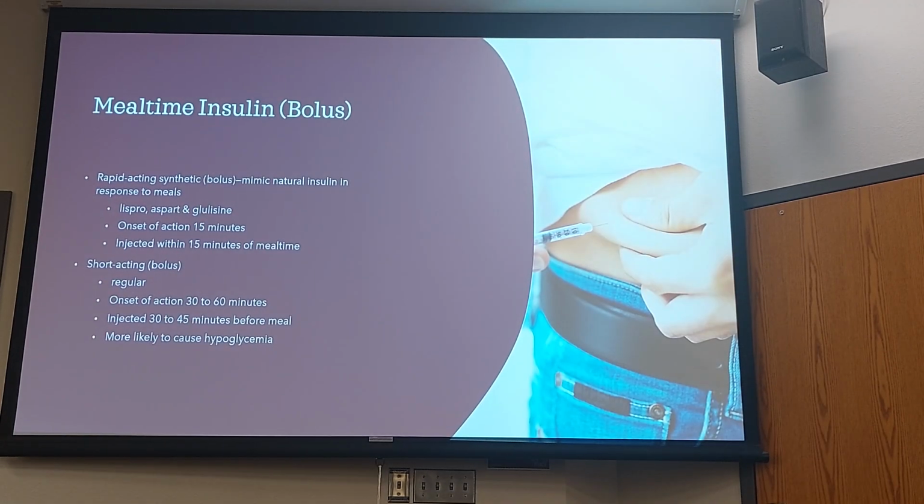Alright. So mealtime, the bolus insulin, usually rapid or short acting, mimics natural insulin in response to meals. We've got Lispro, Aspart, Glulisine, the Humalog, the logs that roll, right? So just another slide to gather for your studying versus that chart. So you need to look at it a little bit closer. Regular talks about our onset and about when you would inject, so 30 to 45 minutes before a meal.